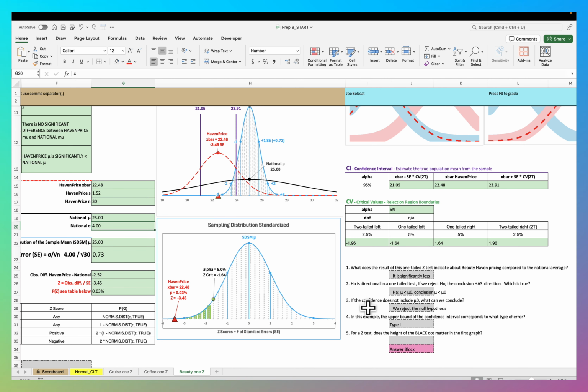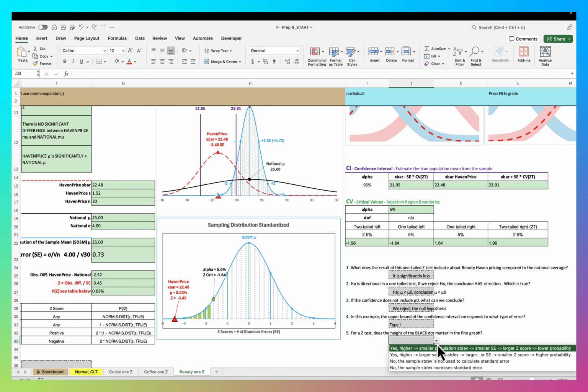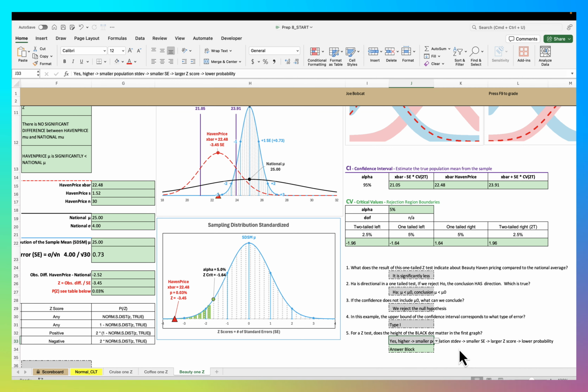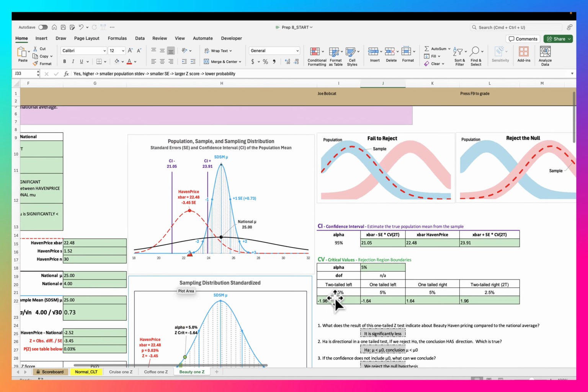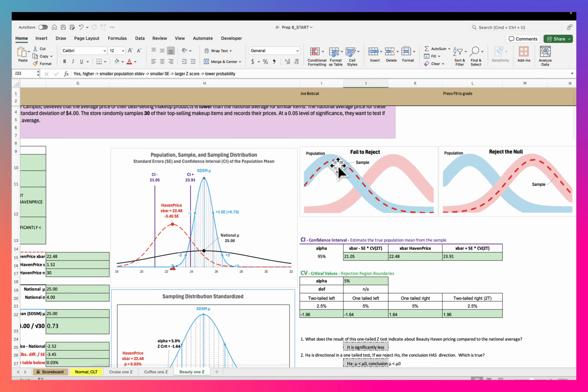I'll undo that to bring it back. And so yes. Now we have to say, why does it matter? So higher would mean smaller population standard deviation. That's the important one. Once you get that, you know the rest of this is true also. And we get all our points. And so what we're effectively saying is we're rejecting, which means that we think that the sample belongs to a different population, not part of the blue population.